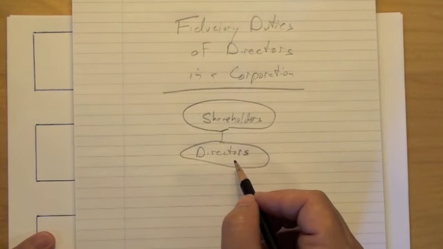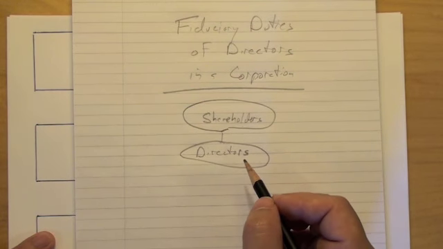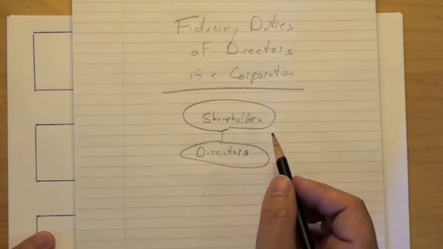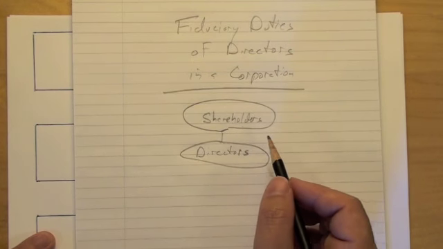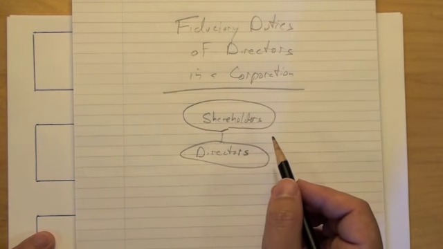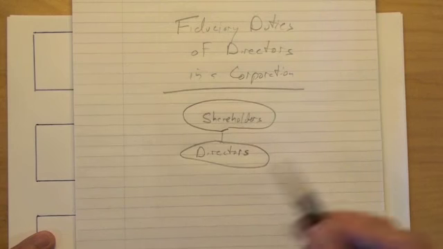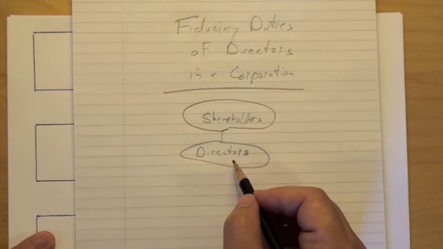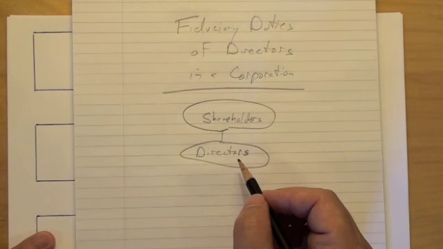The content of the duties, while similar to what we studied in the agency context and the partnership context, are different. And the way the analysis is done to determine whether or not a court will intervene in the corporate decision-making that is being complained of is also different. And it's a little bit more complicated.